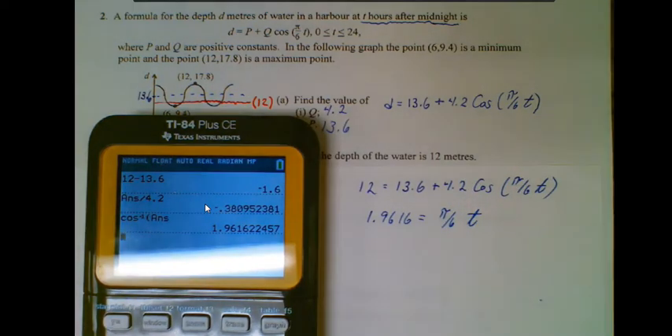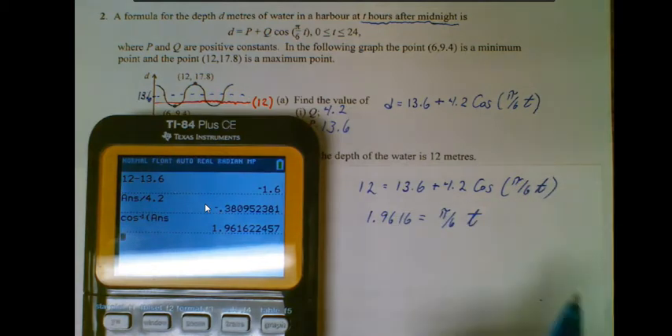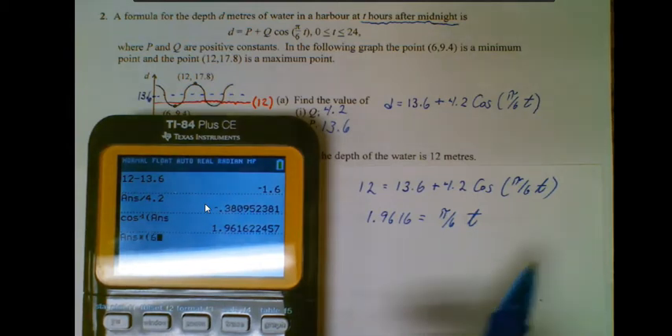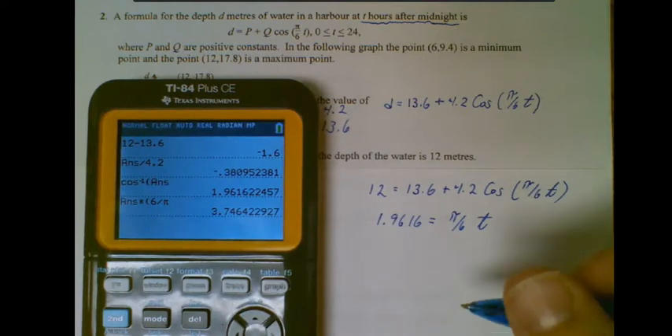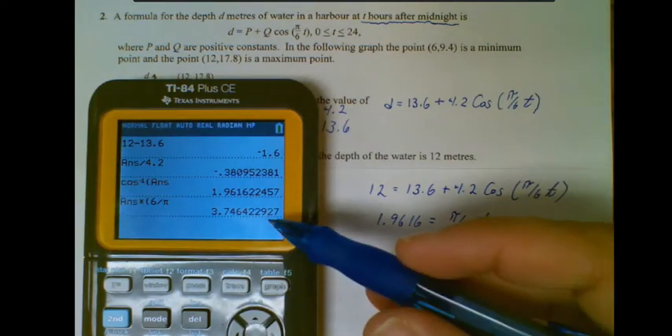So if I wanted to get t by itself, I just multiply by the reciprocal over to the other side. So if I multiply that answer times 6 over pi, then I can get a value that way. So 3.746 something something something. So you can see that answer.